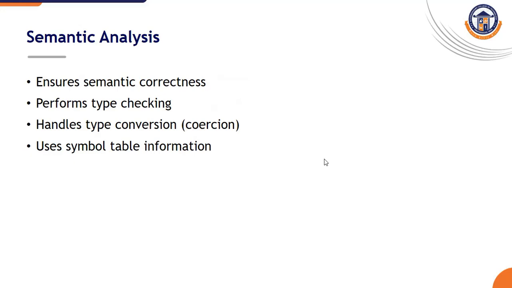Third phase of the compiler is semantic analysis. So this semantic analysis ensures the semantic correctness of the source program. It performs type checking. It also handles the type conversion. So type checking means it checks whether the operator has two equivalent operands or not. So it also performs type conversion if one of the operands is integer and another operand is floating point, meaning it automatically converts integer into float. These type of type conversion or coercion operations are handled by the semantic analyzer. It also uses the symbol table to get the information about the operands.